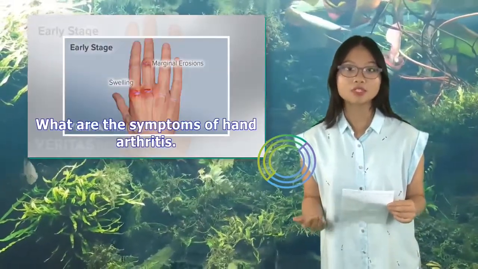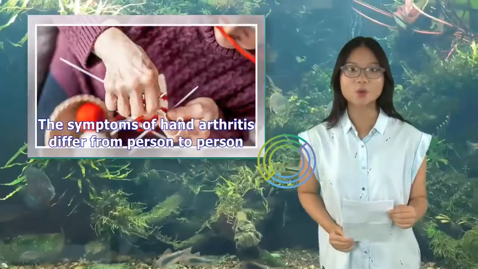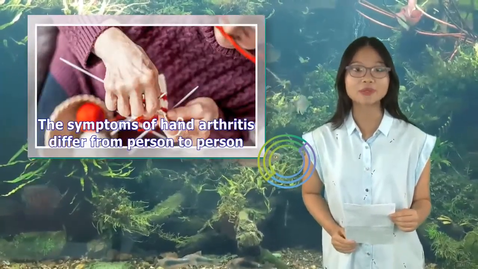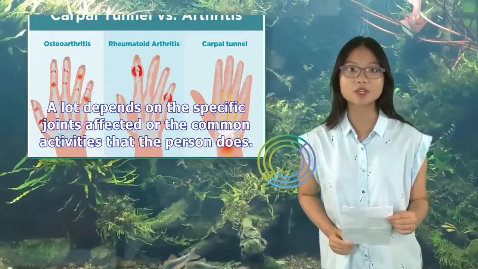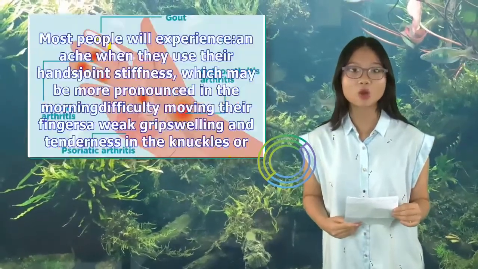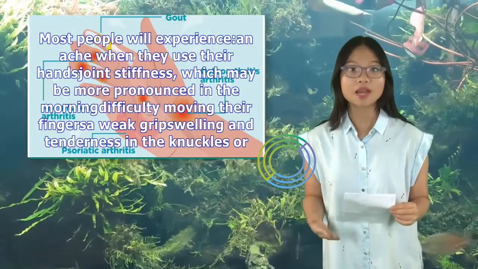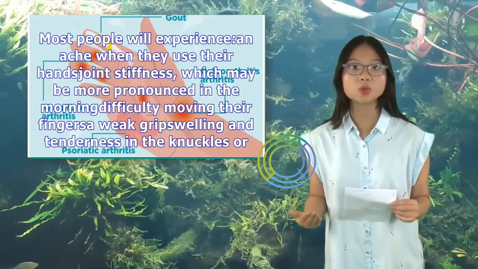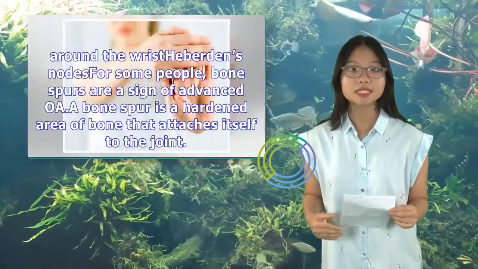What are the symptoms of hand arthritis? The symptoms of hand arthritis differ from person to person. A lot depends on the specific joints affected or the common activities that the person does. Most people will experience an ache when they use their hands, joint stiffness, which may be more pronounced in the morning, difficulty moving their fingers, a weak grip, swelling and tenderness in the knuckles or around the wrist.